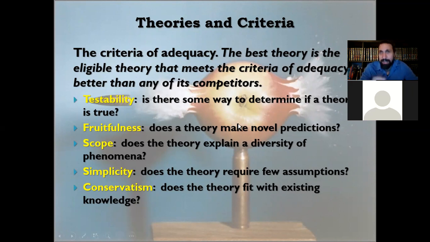I want you to retain these and potentially be able to come up with an example: testability, fruitfulness, scope, simplicity, and conservatism. I'm going to spend a little more time on testability, the most important one for our sake. In other words, how do we determine whether an idea is true or false? How do we determine whether a claim, a pseudoscience, a medical claim, or a conspiracy theory is true or false?